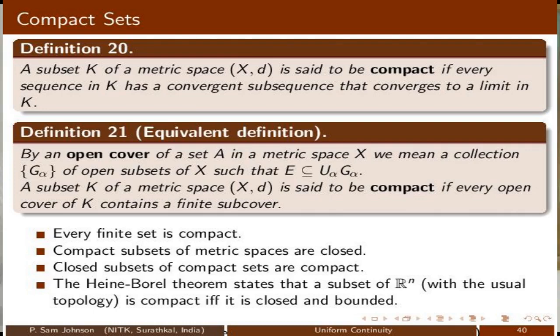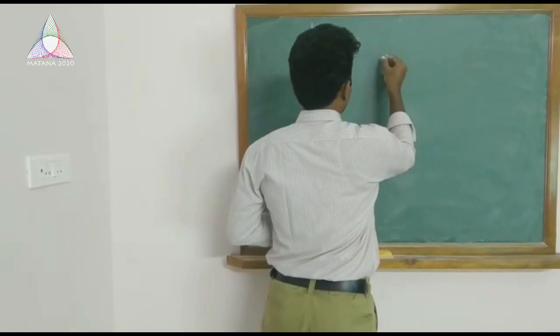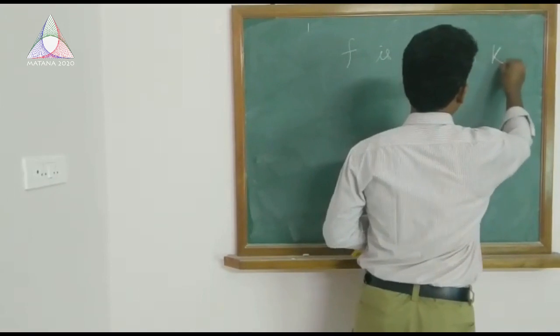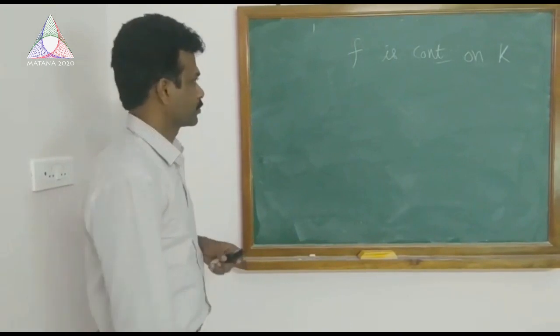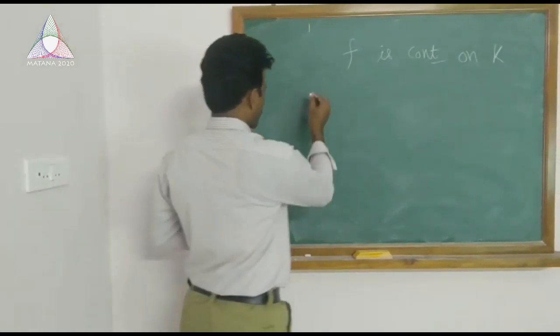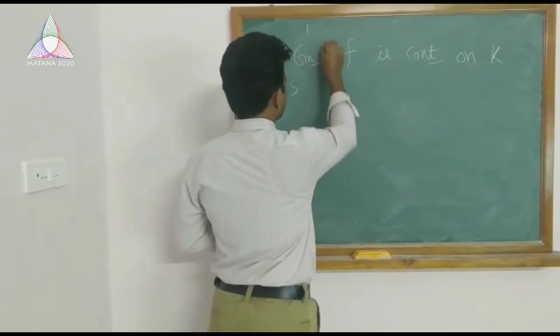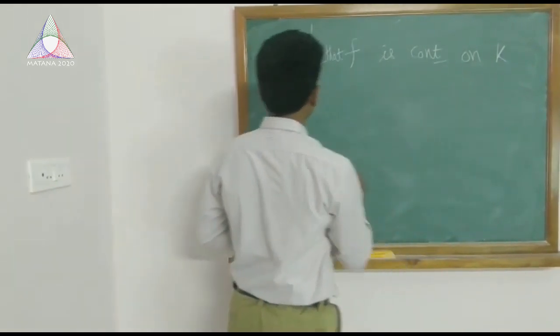Now we are going to prove an interesting result, which is the uniform continuity theorem, which says if f is continuous on a compact set K, then f must be uniformly continuous. So suppose this is given, that f is continuous on the compact set K.